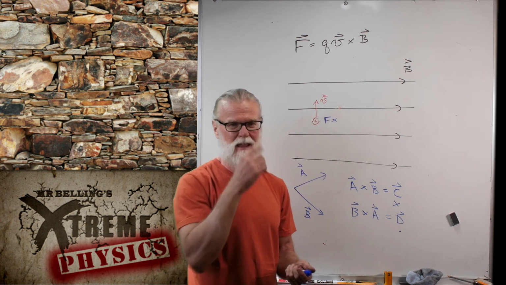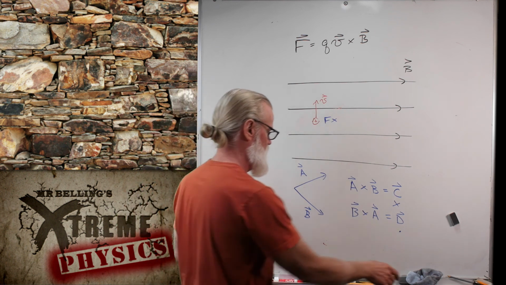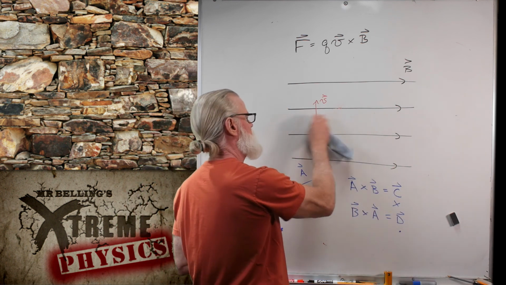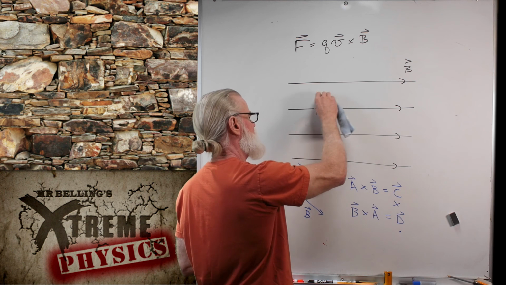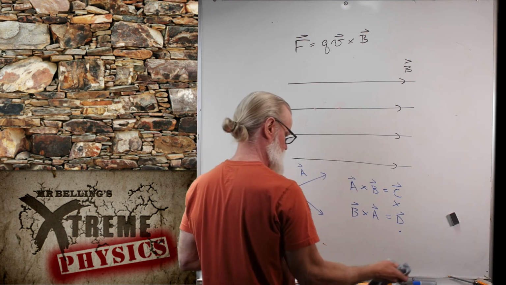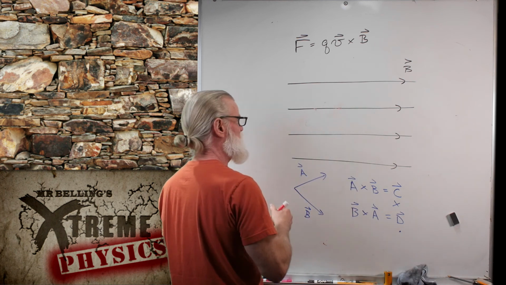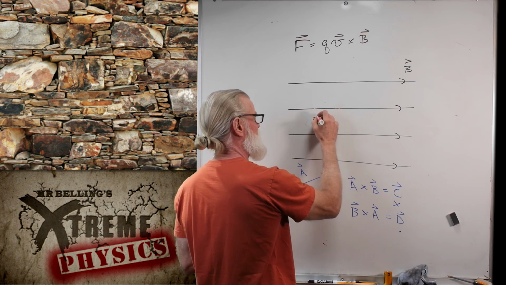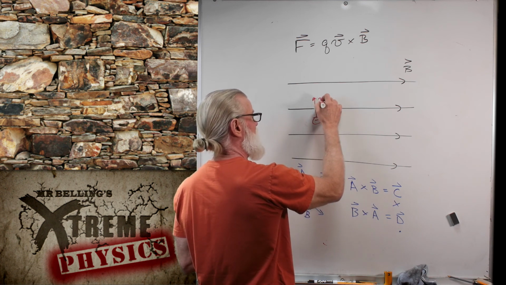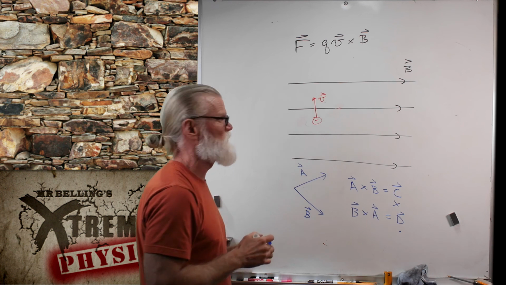Now, something interesting happens. Notice I used a positively charged object. What would happen if I used a negatively charged object? Oop, should have kept my velocity vector. Let's say this was negative. So let's say I had an electron going this way. It had a velocity, straight up like that.